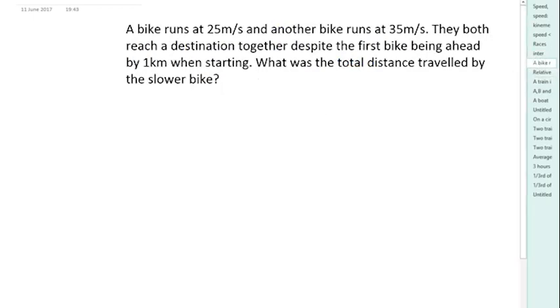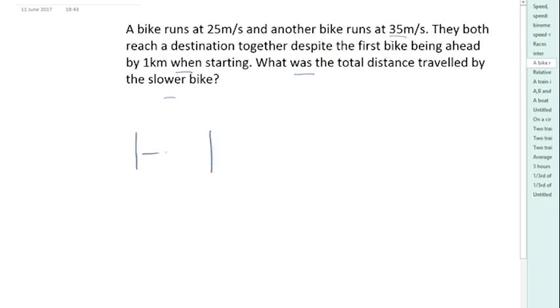So let's look at this one. A bike runs at 25 meters per second and another bike runs at 35 meters per second. They both reach a destination together despite the first bike being ahead by 1 kilometer when starting. What was the total distance traveled by the slower bike? Here you can actually use relative speed also, which is just the next topic. So it's a good segue. Maybe we should use relative speed here.